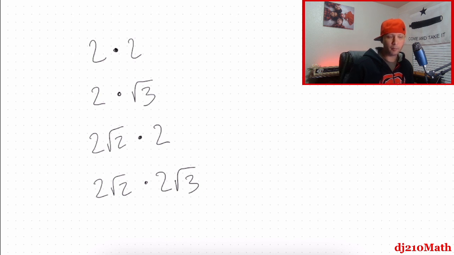All right, so let's start off with multiplying. In general, the most basic multiplication situation is multiplying two numbers. So here we have two integers, 2 times 2. We should all know that this is 4. The second example, we have 2 times root 3.